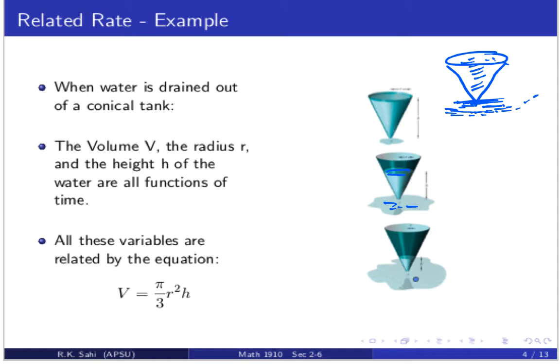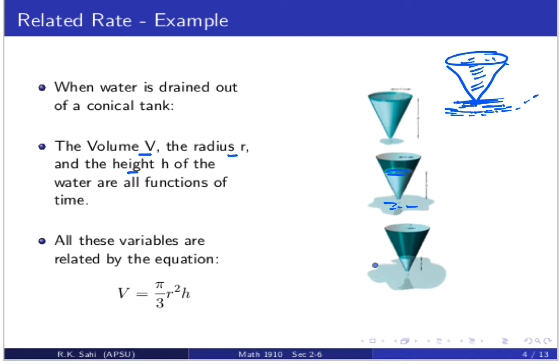So what we're noticing is that all these variables, the volume, the radius, and the height, they change as time changes. So we notice a rate of change of here 3 variables with respect to time. And not only that, all these variables are related by an equation. Because this water is filled in a conical tank, the volume would be related to the volume of the conical tank. So here the volume is given by pi over 3 r squared h.